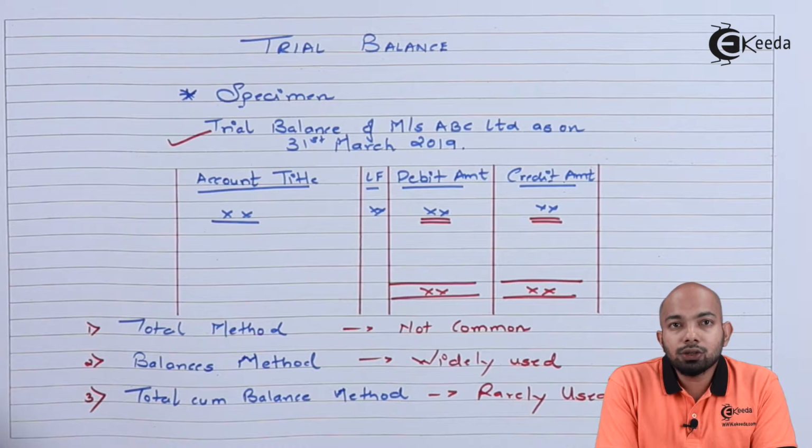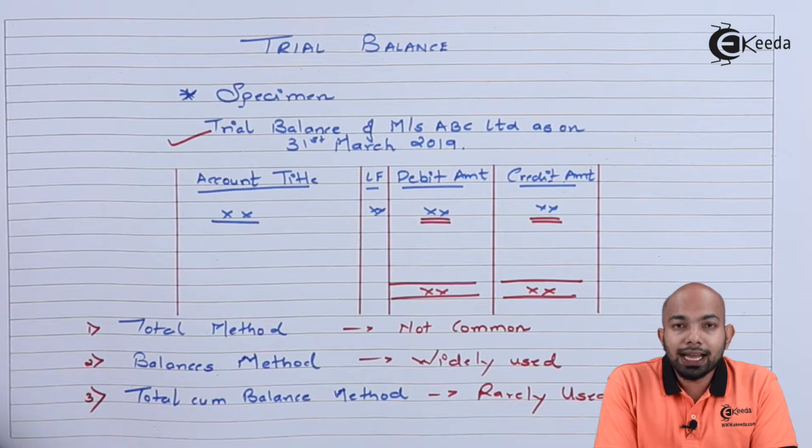Now that we have understood the specimen that has to be prepared, let us understand what kind of methods we have when it comes to preparation of a trial balance. We have basically three methods which will be used for preparation of trial balance. The first one is the totals method, the second is the balances method, and the third is the totals cum balances method. We'll be talking about each of these methods in depth now.